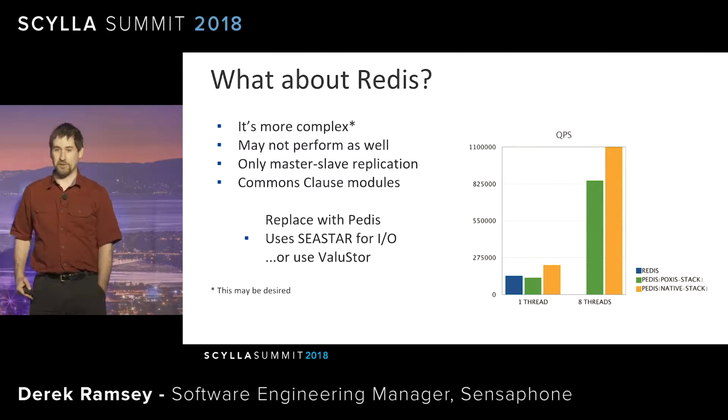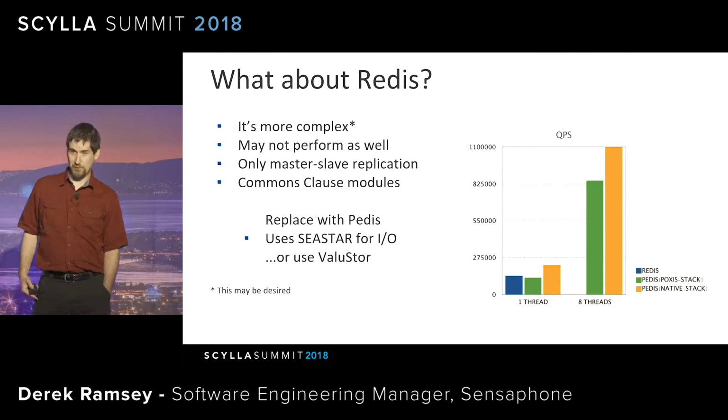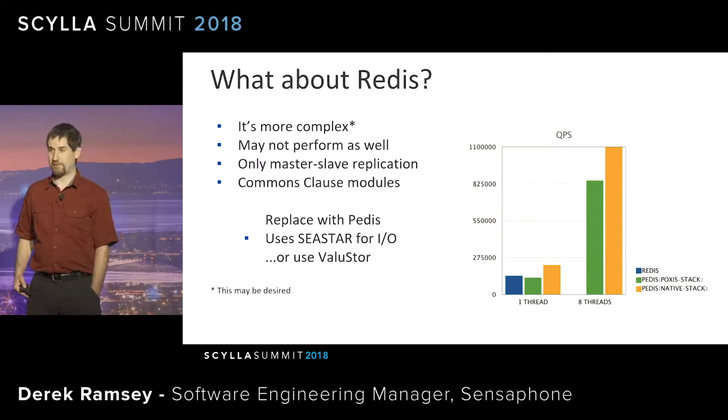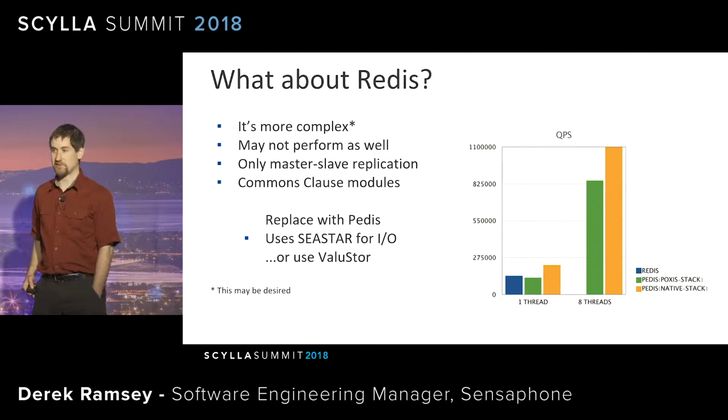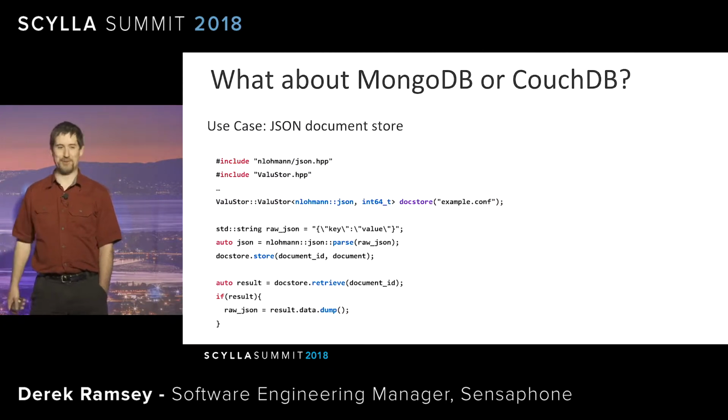If you don't need that level of complexity in your application, then ValuStor is a fantastic, simple way of using Scylla in a key value scenario. Redis isn't going to perform as well. Scylla outperforms it. And it only has master-slave replication, as I just mentioned. Plus, they recently changed their licensing for some of their modules to Commons Clause. And that may throw some people off who are worried about that sort of thing. One of the things you could do with Redis is replace it with Pedis, which uses Seastar, the same IO engine that Scylla uses. That's if you need the complexity, and if you don't, you can always use Scylla. Or ValuStor, excuse me.